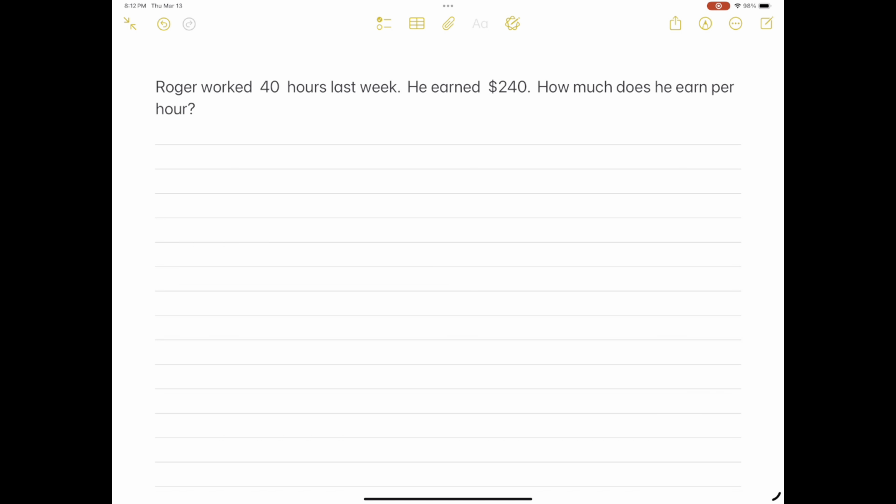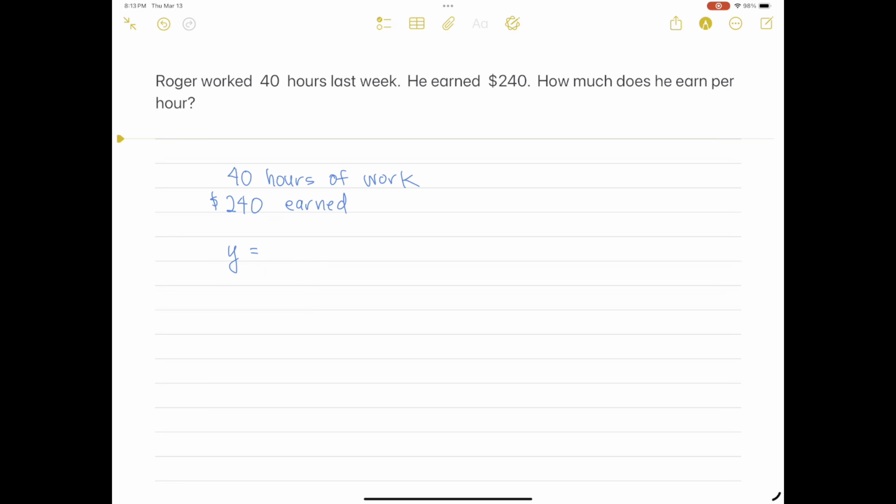Roger worked 40 hours last week. He earned $240. How much does he earn per hour? We start by writing out the facts of the problem: 40 hours of work and $240 earned. I will make y equals the amount of money or dollars earned per hour of work.